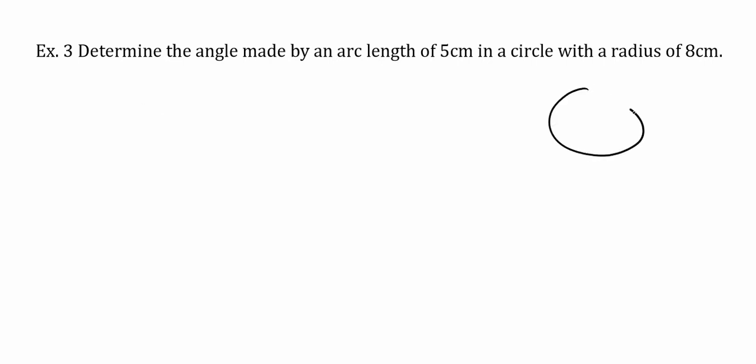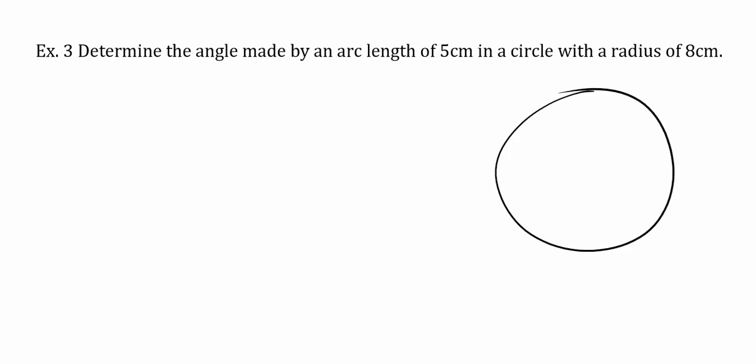So sketching things is always a good idea. In this case, you don't have to, but let's just do it right now. If my radius is 8, I should do a bigger circle. If my radius is 8, and my arc length is 5, shorter than 8, that doesn't look too much shorter. What is the angle that's made? So we just use that little formula. That's all.